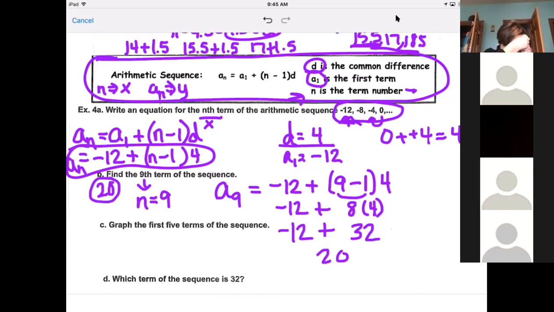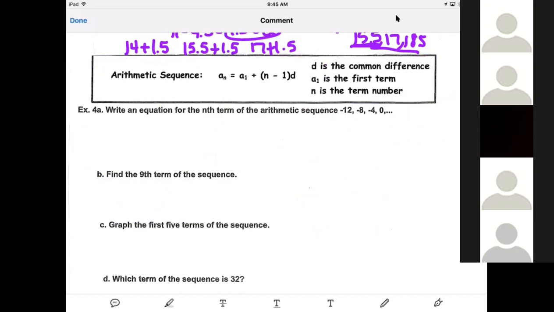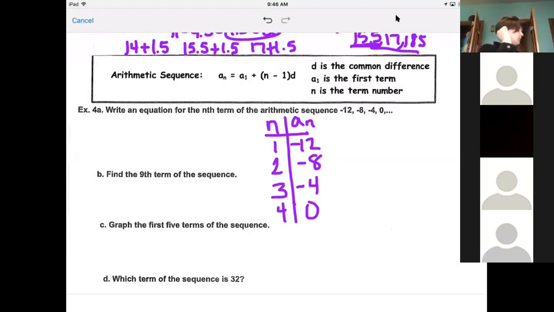Okay, now we have to graph it. So you know what? I am going to go back. I'm going to get rid of this because I can't just erase it. We have to graph the first 5 terms of the sequence. So I'm going to make this a table of values. Here's my n, here's my an. First term is -12. Second term is -8. Third term is -4. Fourth term is 0. What's my 5th term going to be? 4.